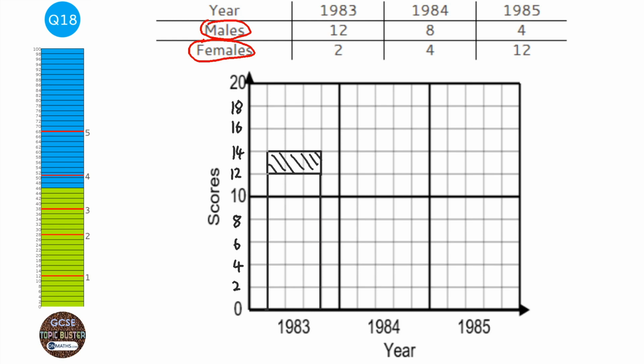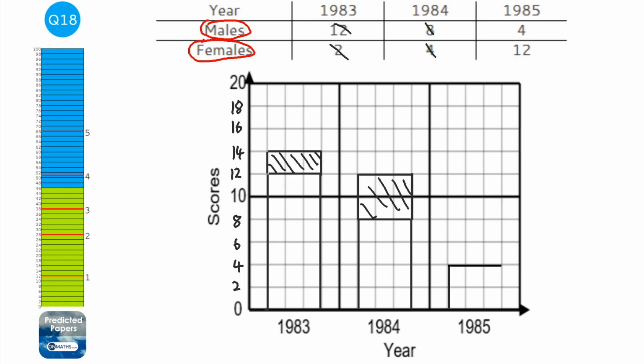And then I'm going to shade that 1 extra 1 in. And it's that simple. So we're going to do that, and I'm going to cross those out because I've done those. And I'm going to do that for 1984. So we're going to go up to 8 for the males. And then we're going to go up another 4, which is 2 squares for the females. Cross those out now. And finally, we could go up to 4 for the males. And we could go up 12. So that would be 6 squares. 1, 2, 3, 4, 5, 6.